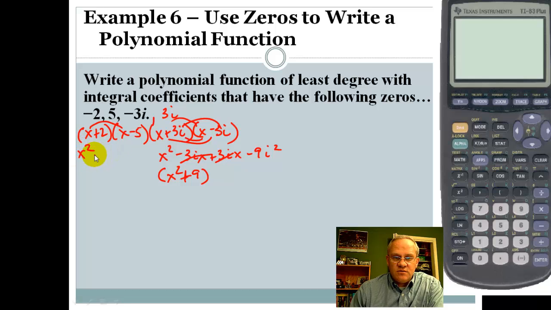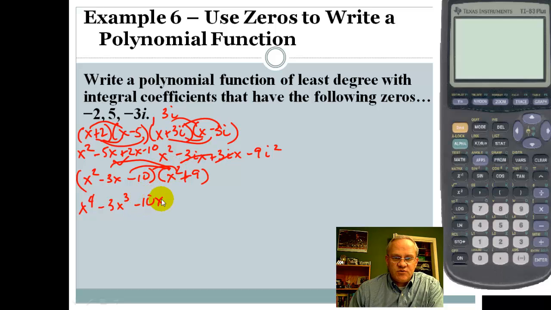X squared minus 5x, that's this. This is going to give me plus 2x minus 10. And then when I combine the like terms here, x squared minus 3x minus 10. And then just like that last one, distribute the x squared and the 9 to each one of these. So x squared times x squared is x to the 4th, minus 3x to the 3rd, minus 10x squared.